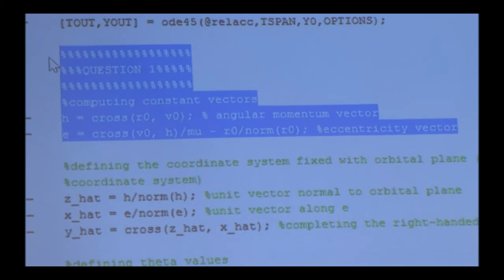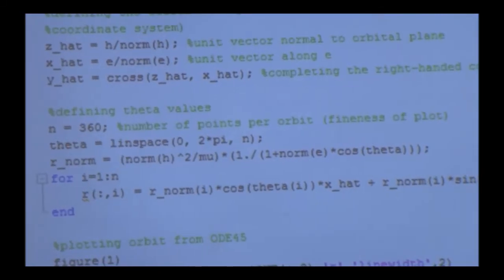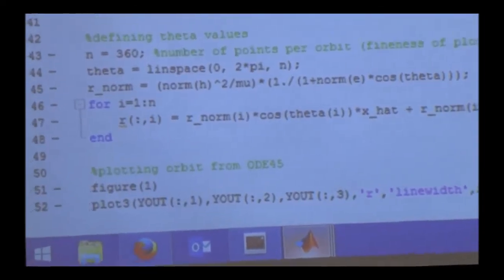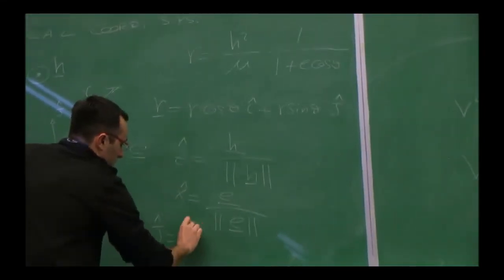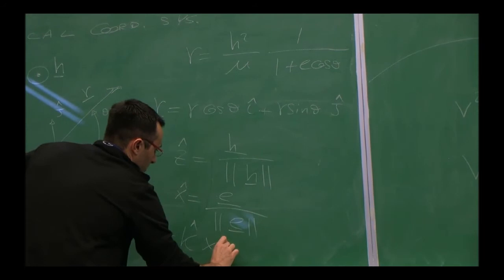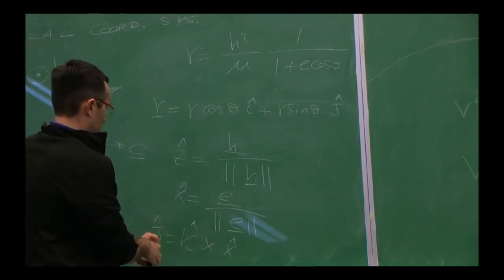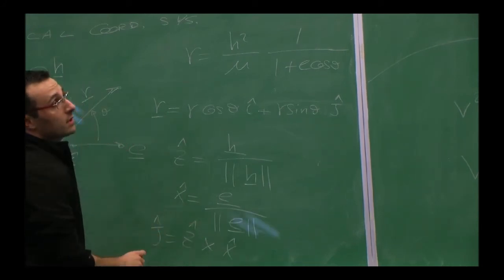And now here I am defining exactly what I'm telling you there. Z hat is h, the vector h normalized. It gives you the direction out of plane. X hat is the e vector normalized. It gives you the direction of the line of apsides. And y hat is, well, right-handed, so z hat cross x hat. Well, I called it k, I'm sorry. Z hat, so let's be consistent. This is z hat. And this is what? What did I call that? Y hat. Okay.